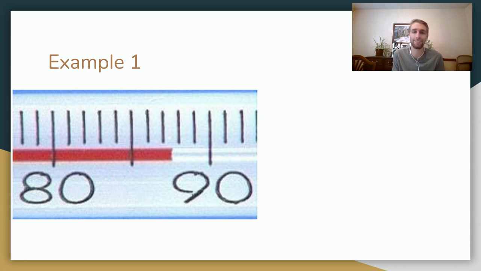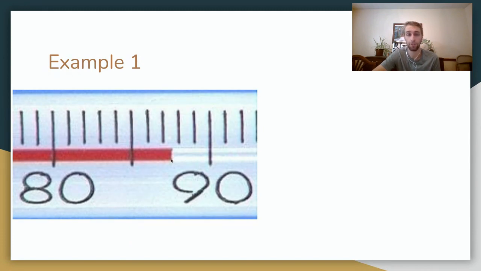And the rule is to estimate one digit beyond the smallest digit that's marked. So let's figure out what the smallest increment is. We have 80 over here. We have 90 over here. And if you look, we've got 81, 82, 83, 84, 85, 86, 87, 88, 89, 90. So each of these lines is 1 degree Celsius.